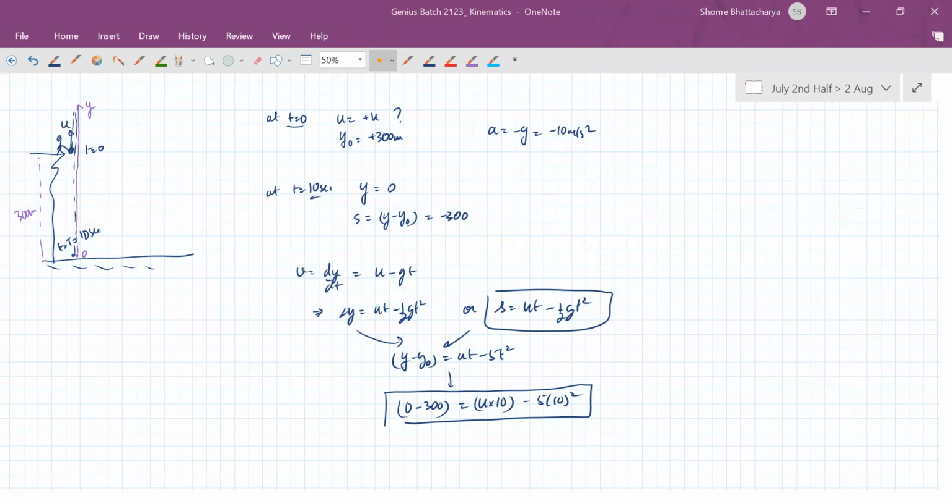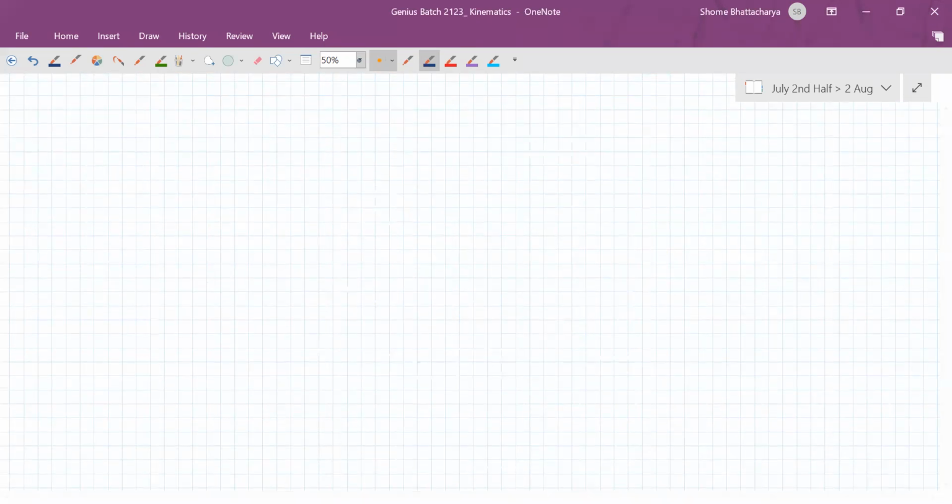Okay, now the next variation of this we will do, as I told you, is one where we'll take the y-axis as downwards instead. That's also an interesting way of writing the equation.